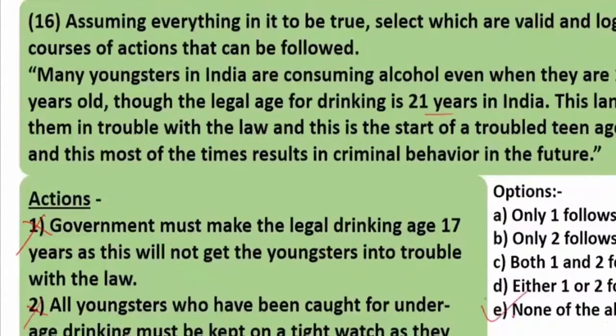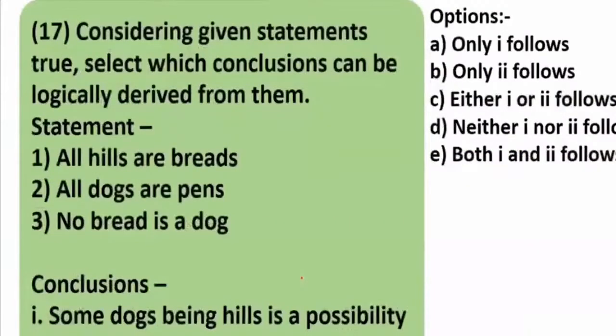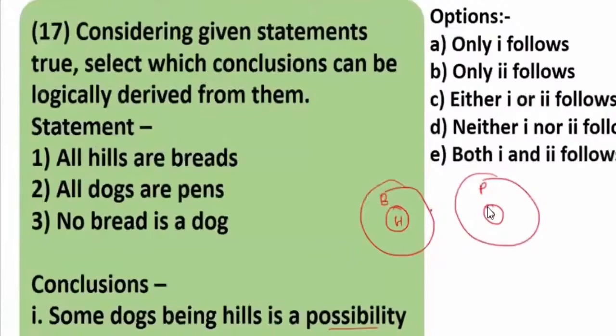Moving on. By looking, we know this is a syllogism sum with the word possibility. So you have to draw the Venn diagram. Let's start. All the hills are breads. All the dogs are pens. So this is dog, this is pen. No bread is a dog. So bread and dog are not connected. Conclusion: some dogs being hills is a possibility.